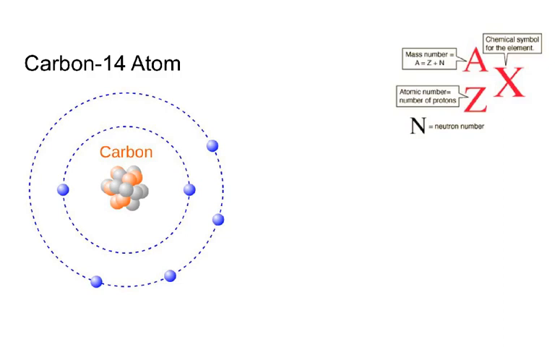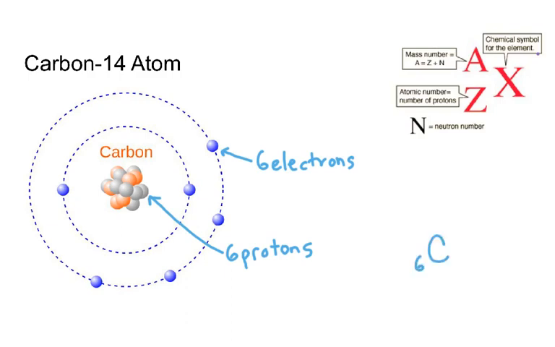A carbon-14 atom has 6 protons in the nucleus, just like every other carbon atom. If it has 6 electrons, like the picture shown, then it'll be a neutral atom. For the isotope symbol, I draw a C for carbon and a 6 in the lower left-hand corner to show that there are 6 protons per atom. Since this is carbon-14, there are also 8 neutrons in the nucleus, because 6 plus 8 equals 14. I finish by adding the mass number 14 in the upper left-hand corner.